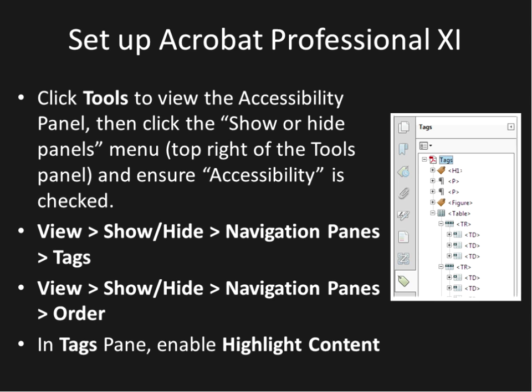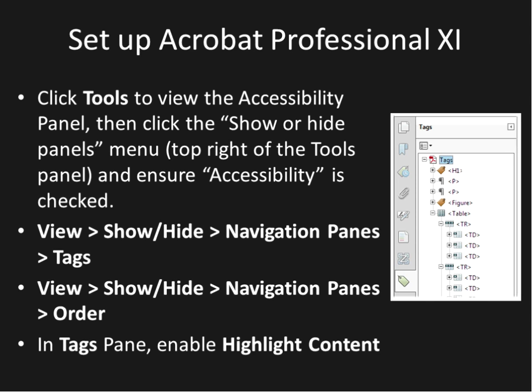There's a little screenshot here, and you can see within the tags panel there's an H1, there are P elements, which are paragraphs, there's a figure, which is an image, there's a table, and so you can visually see the underlying markup in that tags pane or tags panel. That also allows you to edit the accessibility information within those tags.